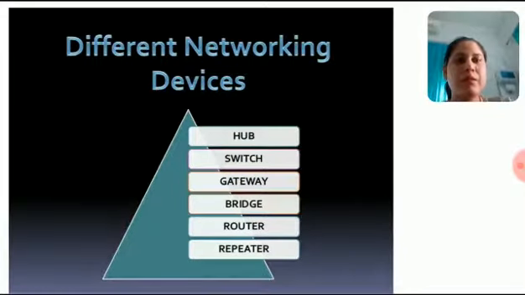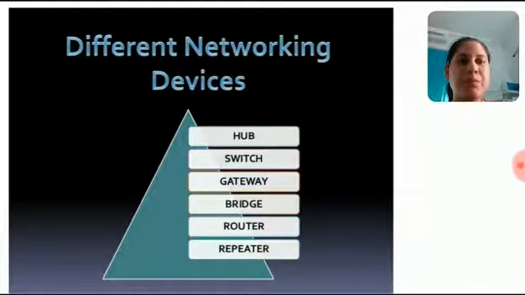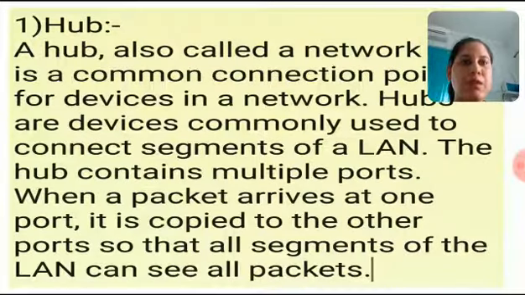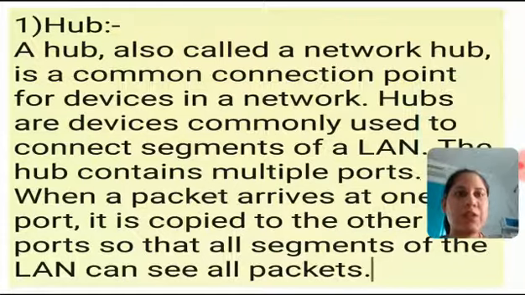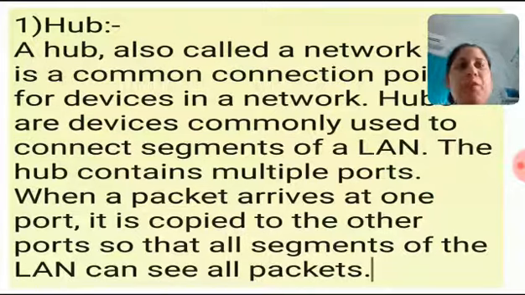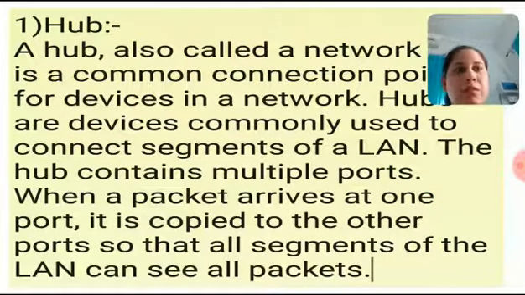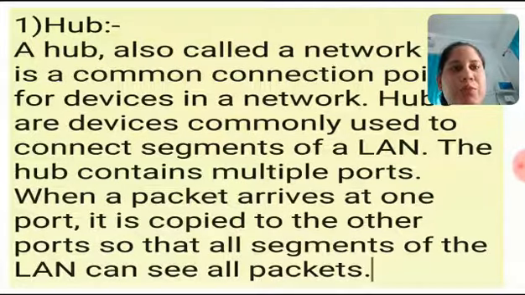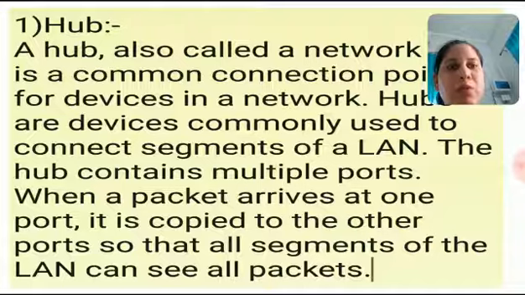So these are the different networking devices: hub, switches, gateway, bridges, routers, and repeaters. The first of all is the hub. A hub is a common connection point for devices in a network. A hub is used to connect a very small number of computers together in a LAN, local area network, because it does not support more computers. Why? Because it will lead to a lot of traffic. Signal traffic may lead to a lot of traffic, and of course the network will come down because of that. It does not support many.